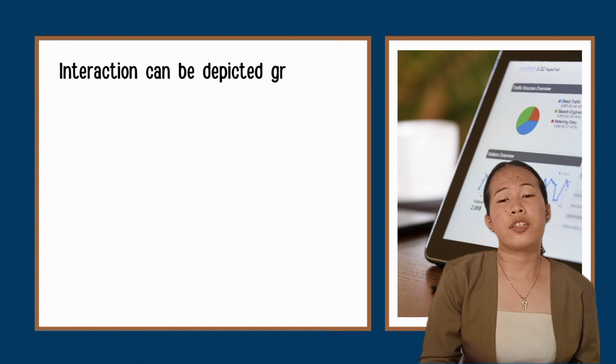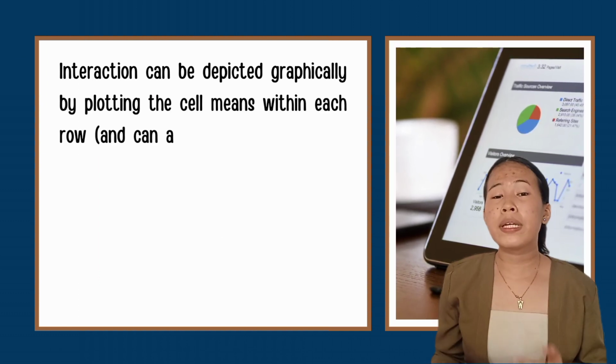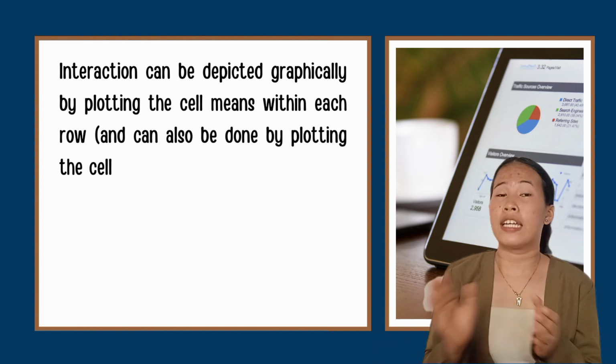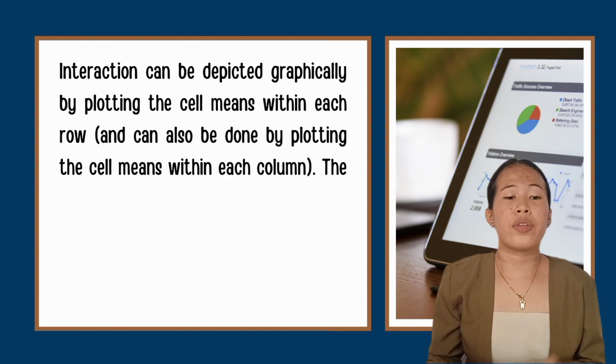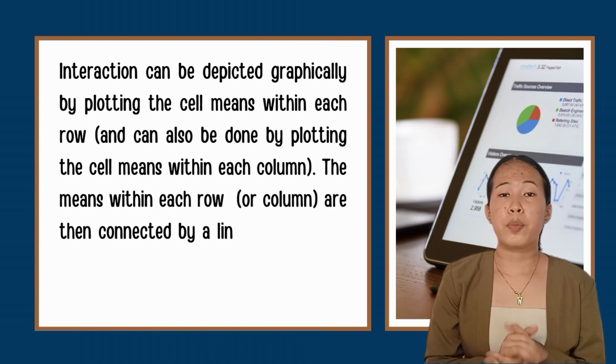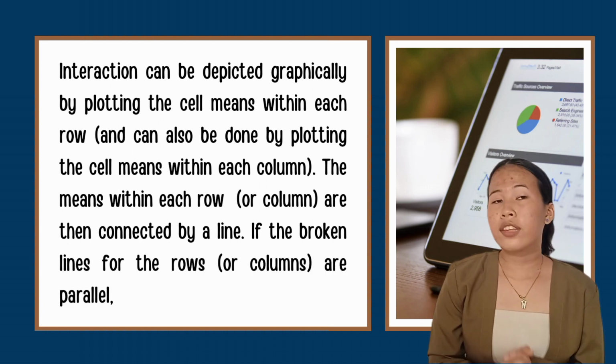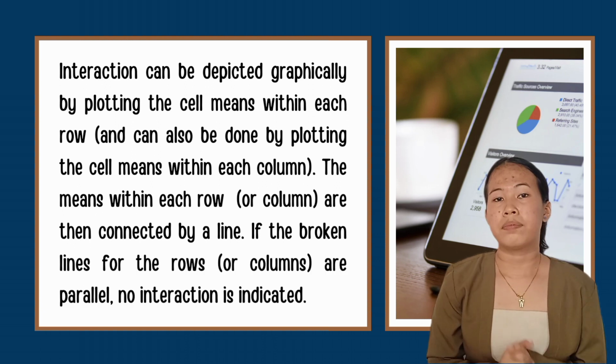Interaction can be depicted graphically by plotting the cell means within each row, and can also be done by plotting the cell means within each column. The means within each row or column are then connected by a line. If the broken lines for the rows or columns are parallel, no interaction is indicated.